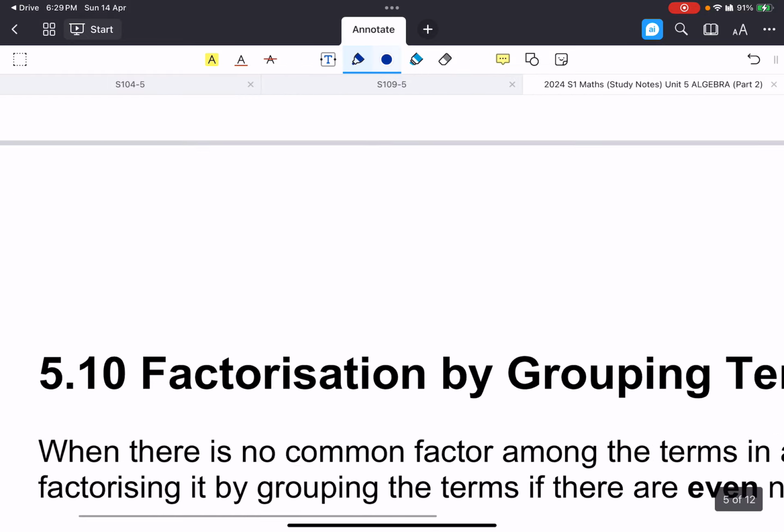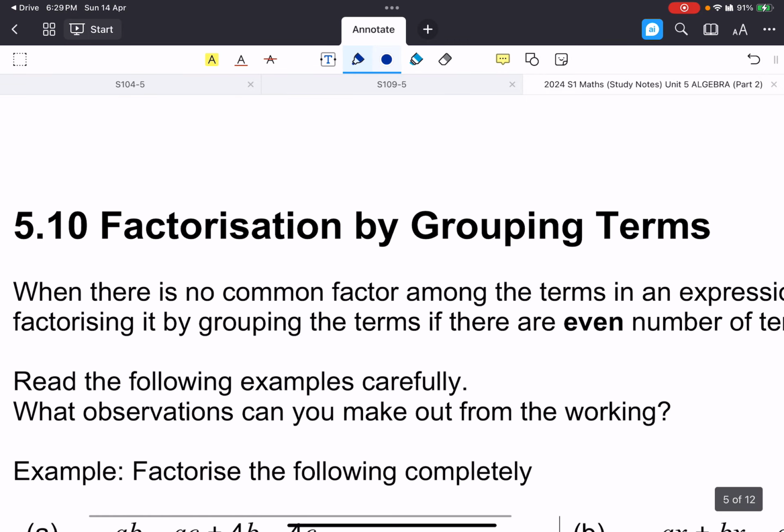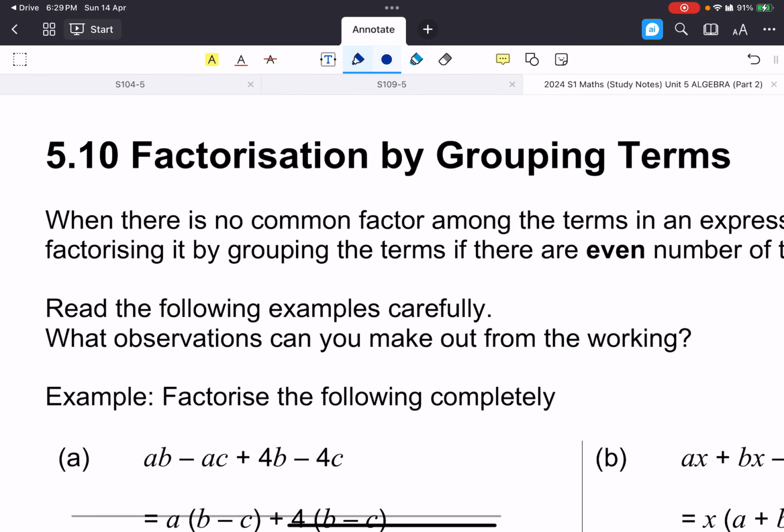Right, moving on. The next section is factorization by grouping terms. So I will do this in the next video. I think it's a good place to press the pause button over here. Okay, and continue in the next video.